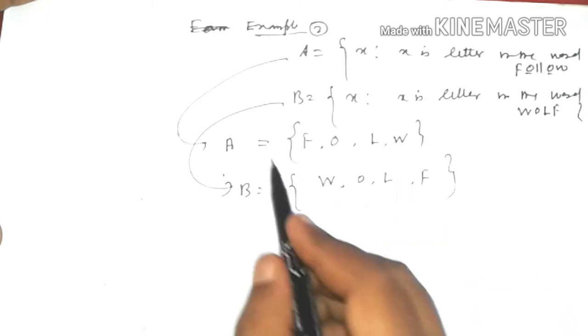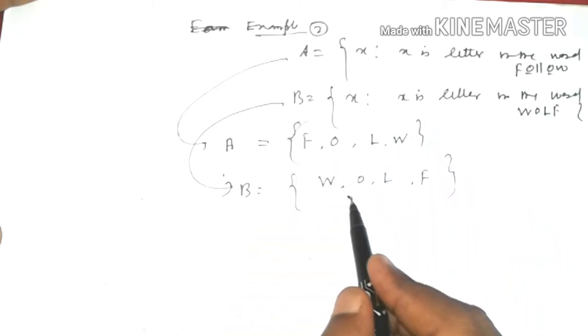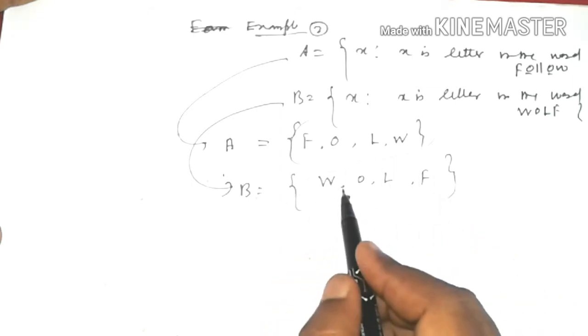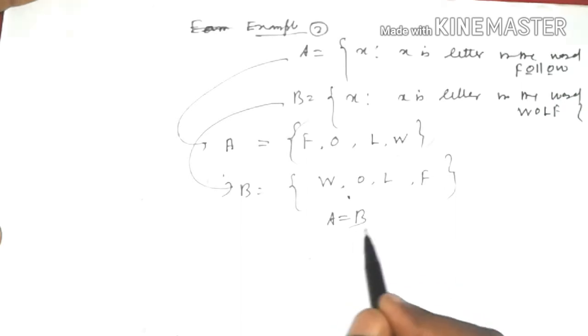That is, all the elements of A are also in the set B, and all the elements of B are also in the set A. Therefore, we can write A equal to B.